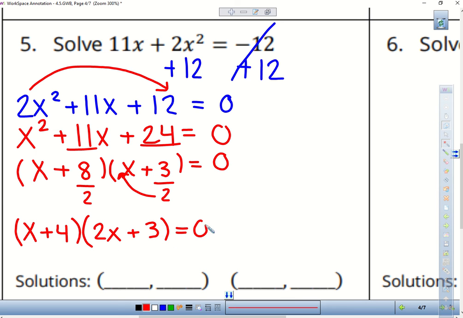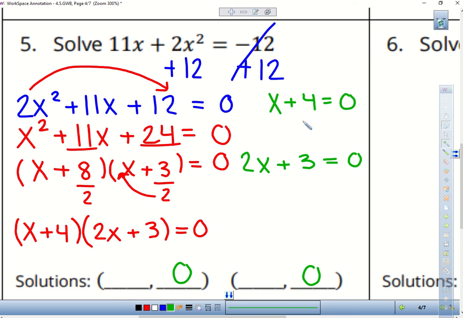And then what's my next step? Good. Set them each equal to 0. Now, if you feel comfortable enough with your mathematical abilities, and you're doing it well, you can mentally solve these equations. That's fine. So this one comes out to be x equals -4. Good. This one's a little more tricky because it's a two-step, but does anyone know what it would be? X equals -3/2. Good.